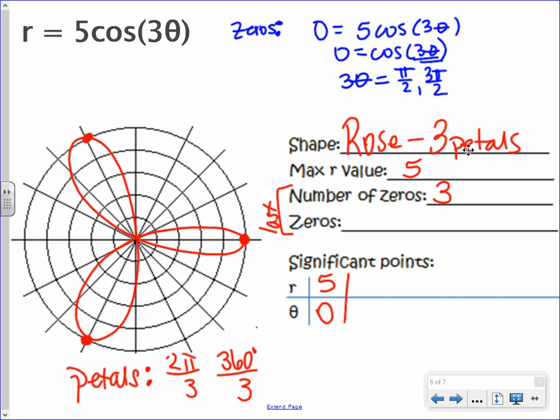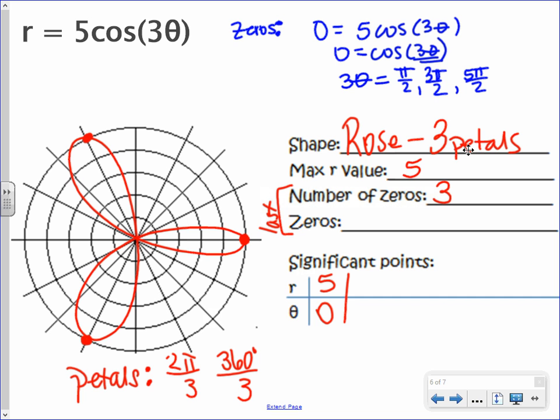However, Nick, how many zeros do we need? 3. We need 3 zeros. How many have I listed? 2. So I better keep going. What's the next place cosine is 0? 5 pi over 2. If I needed 5 zeros, I would list 2 more. But I need 3 zeros, so I'm going to stop.